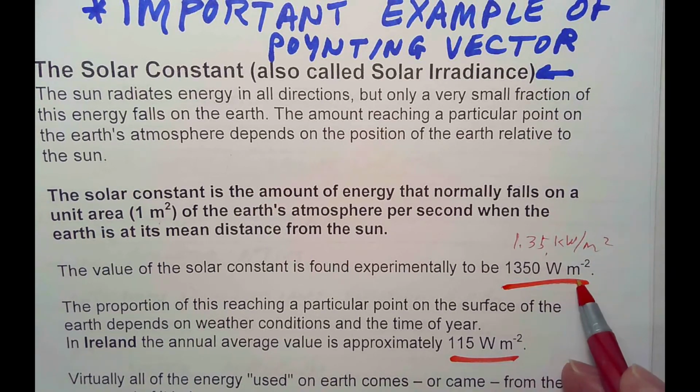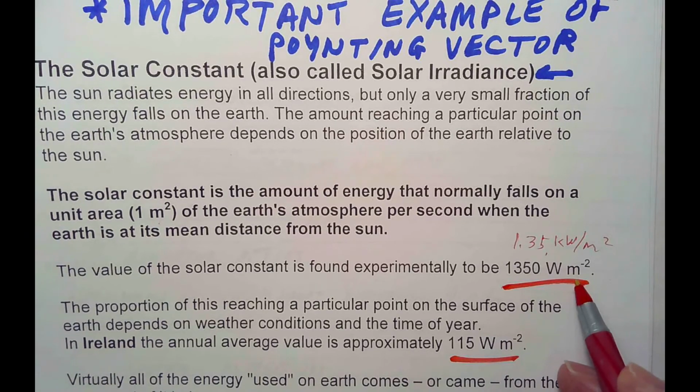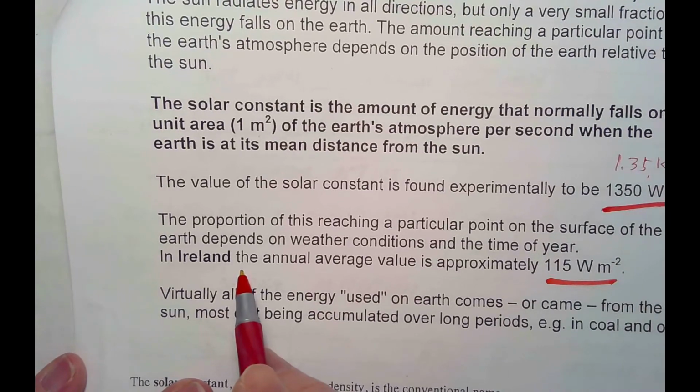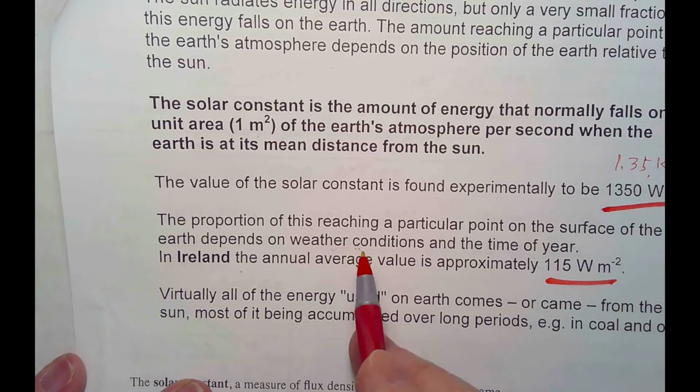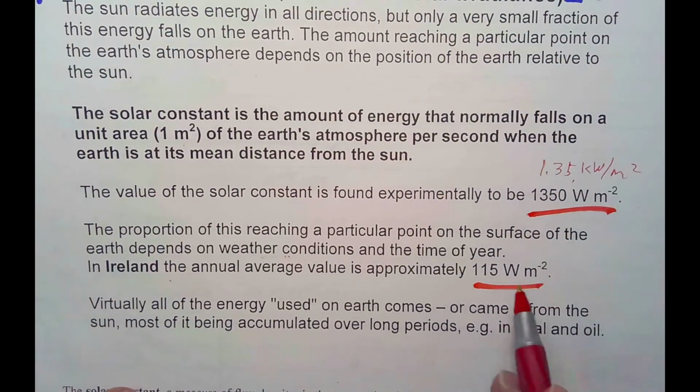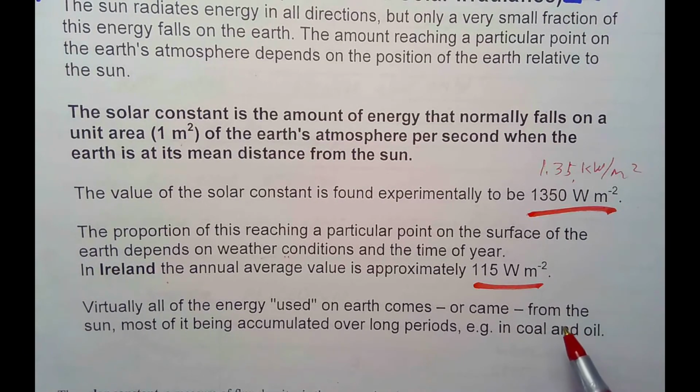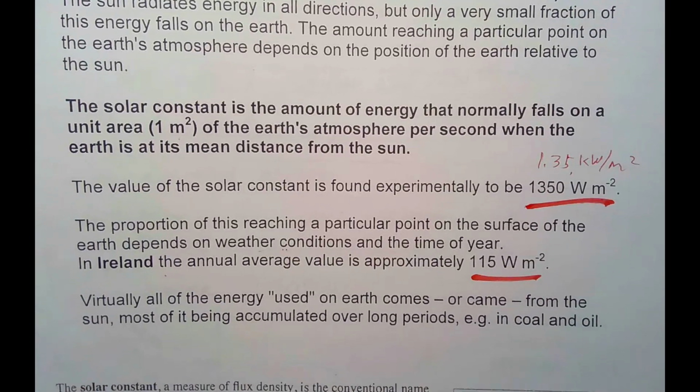This is incident on the edge of the atmosphere. The atmosphere absorbs a lot of that energy. On a bad day in Ireland, for example, which is kind of average weather conditions, which are terrible compared to ours, you only get 100 watts. In the US, it's kind of like 250, 300 watts per square meter.